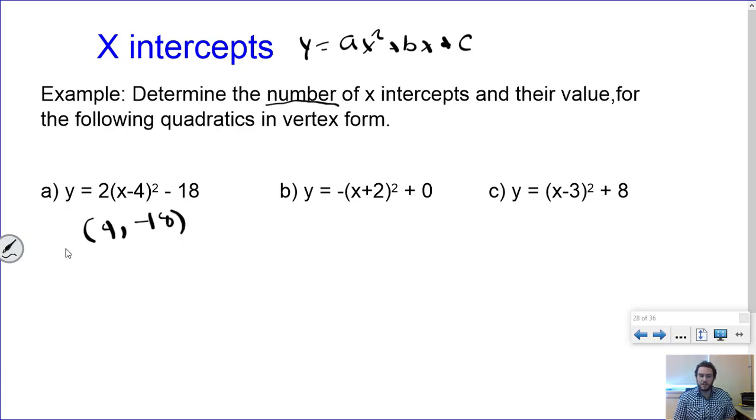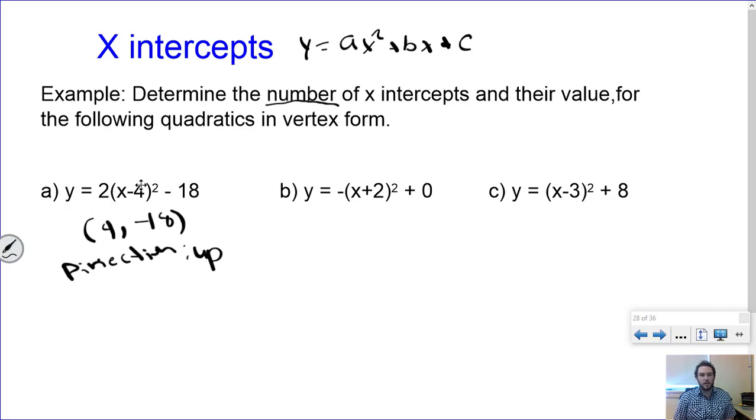And what direction does this quadratic open? So the direction is up, right? It opens up. And how do we know it opens up? Because our A value is positive. So what that means is I have some vertex way, way down at -18, but my parabola opens up from there. So if that's the case, how many X-intercepts am I going to have? Well, since I have a vertex that's below the X-axis, and my parabola is opening up towards the X-axis, that means I'm going to have 2 X-intercepts.